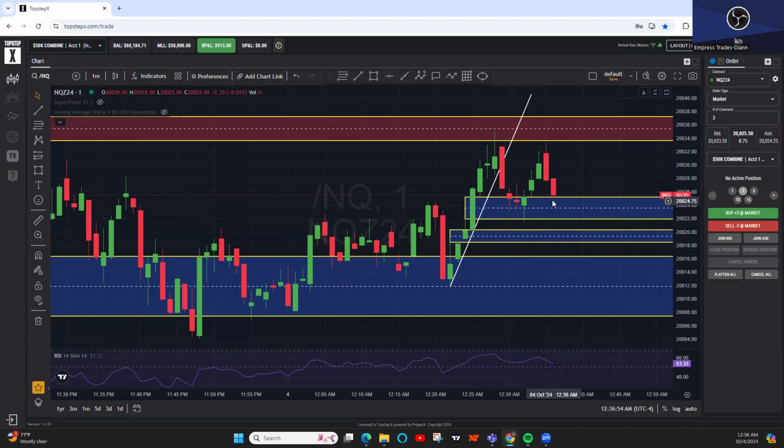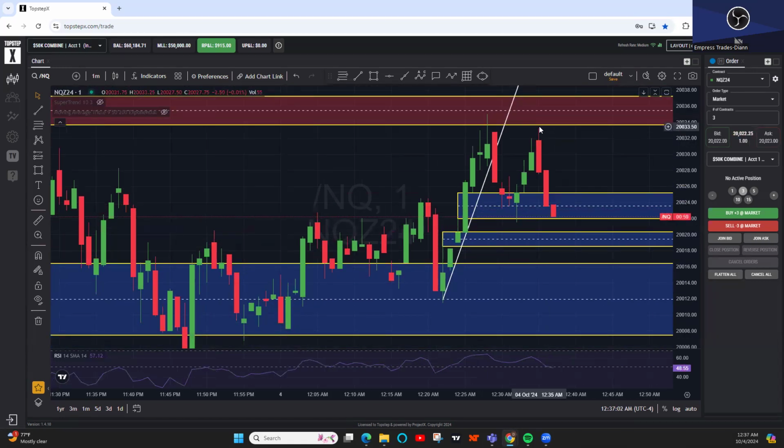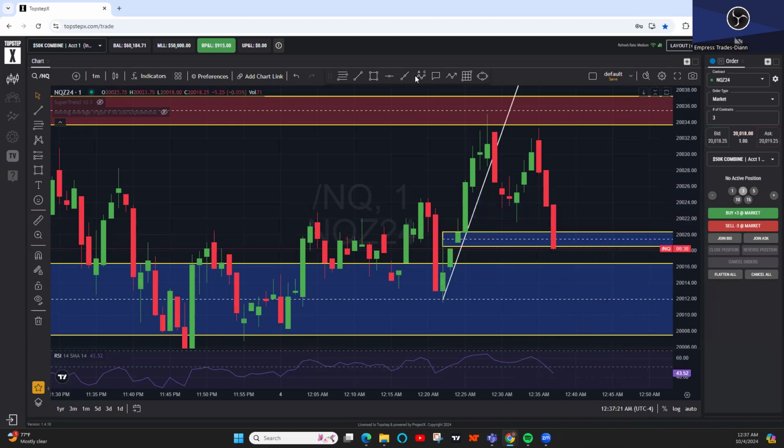But I personally like to see them get invalidated before I go for the continuation. Or I would have taken it from here. And as you can see, price now just is starting to invalidate this and is going down for the run. And this is how I trade. I don't need indicators to do this. I remove that fair value gap. It has now been invalidated. Create another one. So now this is showing me a strong trend.